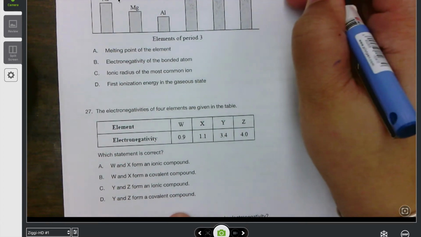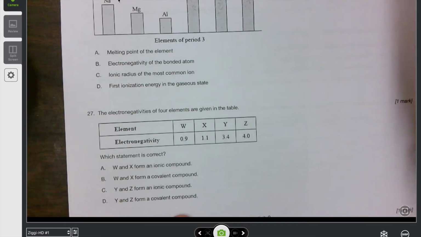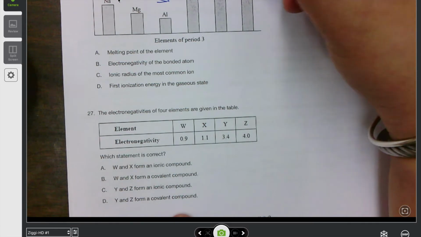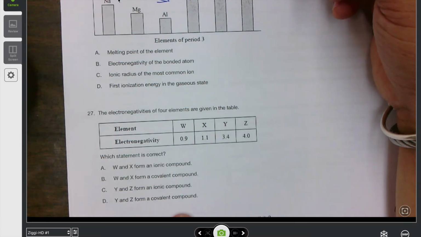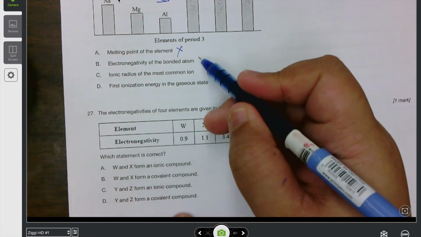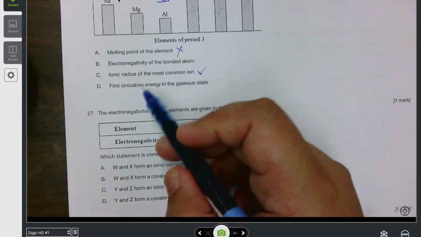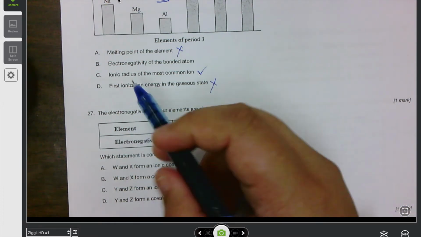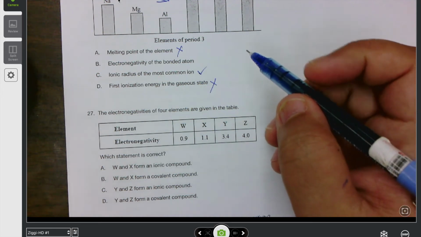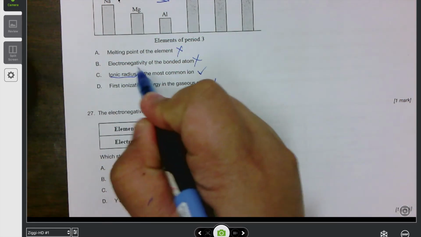Period 3, sodium to chlorine. What could the vertical axis represent? It seems like something is decreasing and then decreasing. What do you think? I never taught melting point. Electronegativity of the bonded atom. Ionic radius can be. First ionization energy, no. Electronegativity of the bonded atom, never heard. Correct answer is C. Ionic radius, not atomic radius.